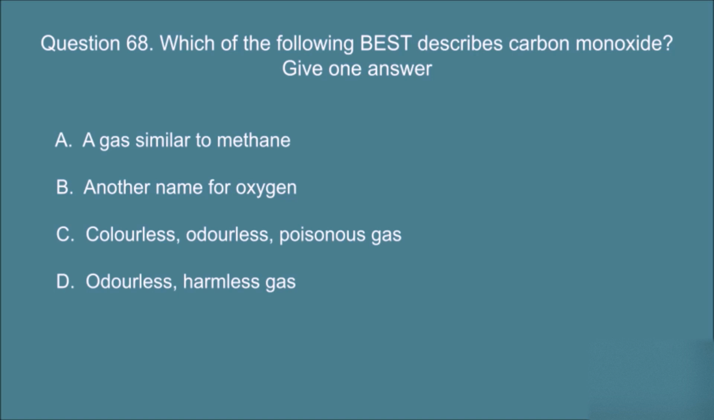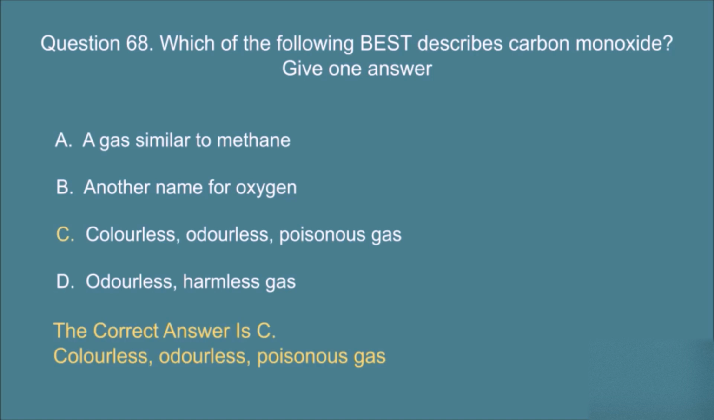Question 68. Which of the following best describes carbon monoxide? Give one answer. A. A gas similar to methane. B. Another name for oxygen. C. Colorless, odorless, poisonous gas. D. Odorless, harmless gas. The correct answer is C. Colorless, odorless, poisonous gas.